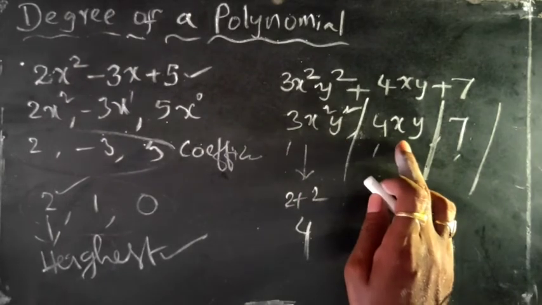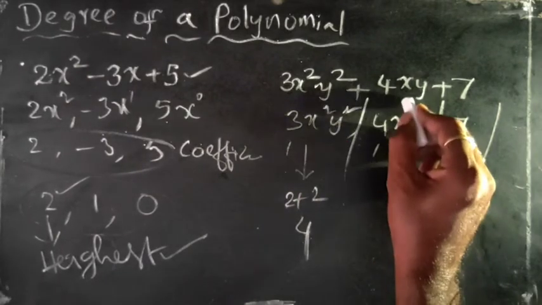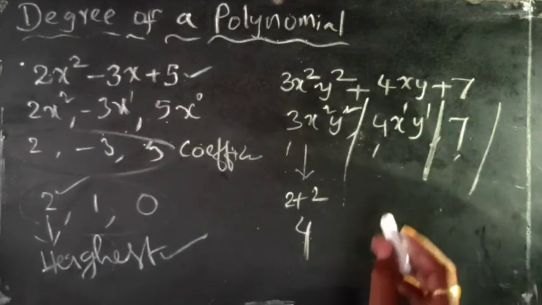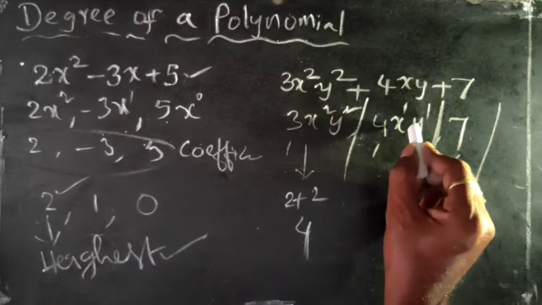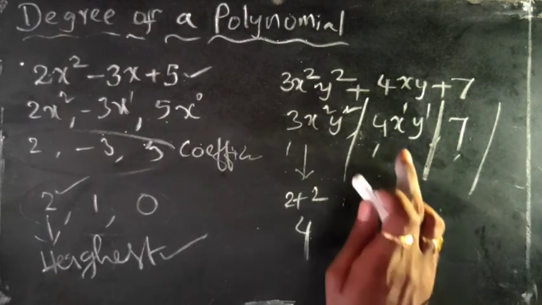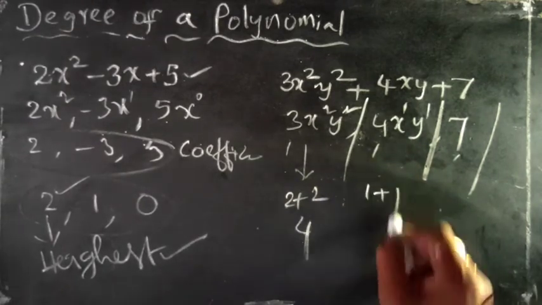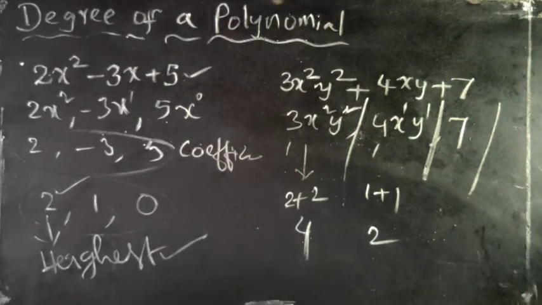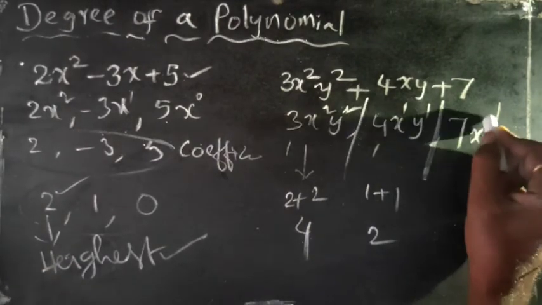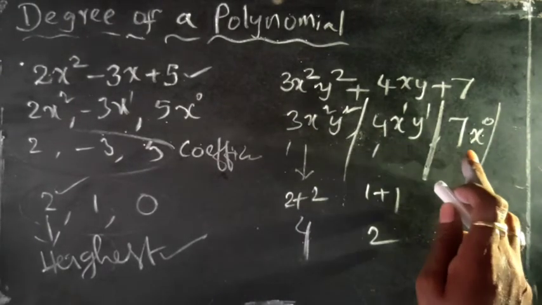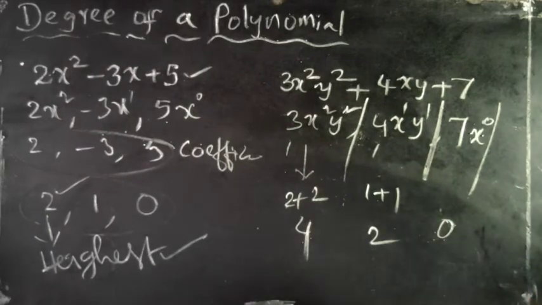What is the degree of this second term, 4xy? Here x power 1. And what is the power of y? 1 itself. So find the sum of the exponents of the variables present in this term. So now 1 plus 1, 2. Here it is a constant. Yes, it can be written as 7x power 0 or y power 0 like that. But since it is a constant term, what is the degree of this constant? 0. So the degree of a constant is always 0.